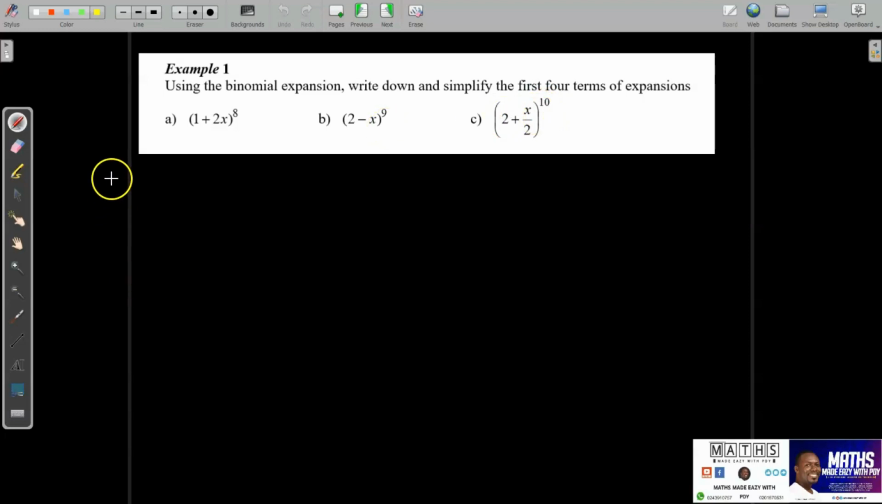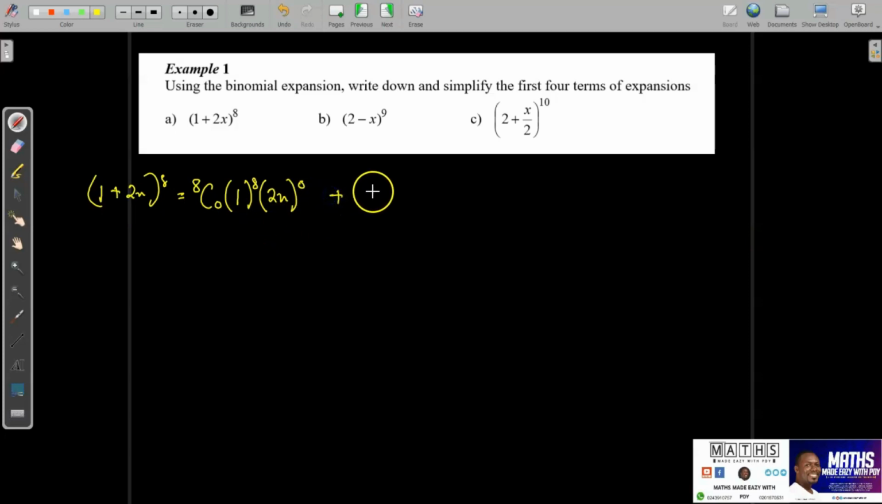So let's move on. So having 1 plus 2x all to the power 8, based on what we've just learned, can you boldly and confidently tell me the first term? So, 8 combination 0, multiplying 1 raised to the power 8, multiplying 2x raised to the power 0. Very good. That's the first term.